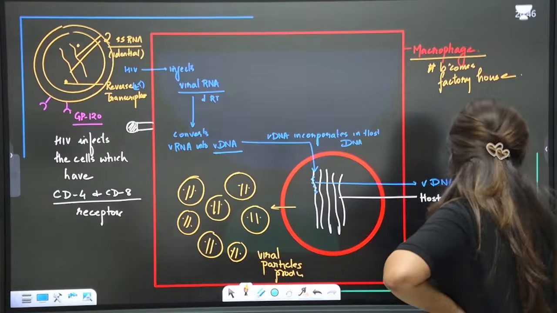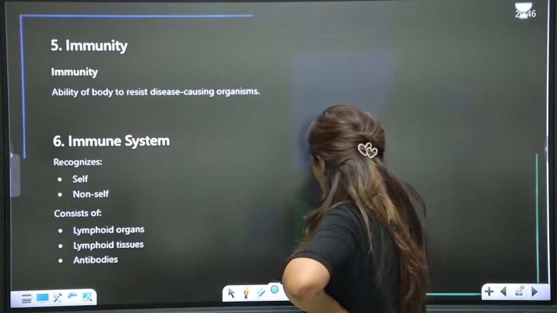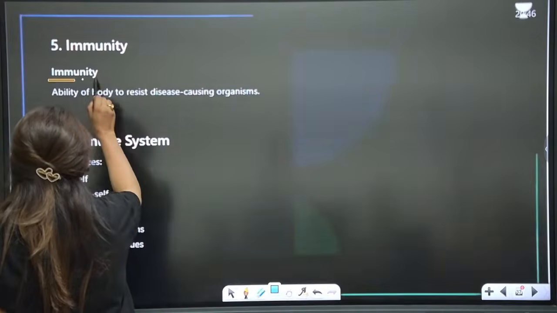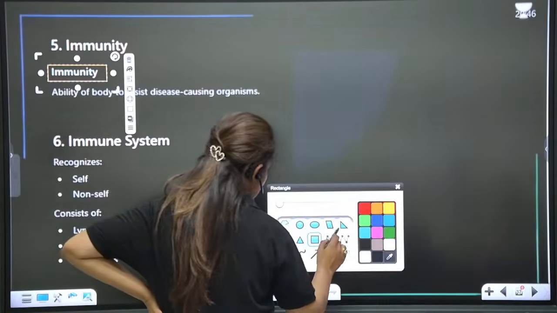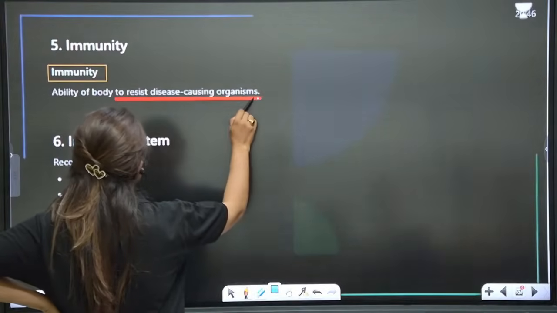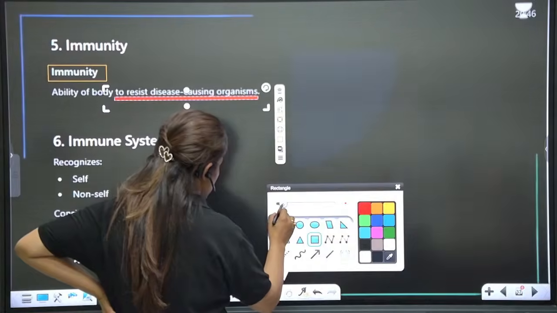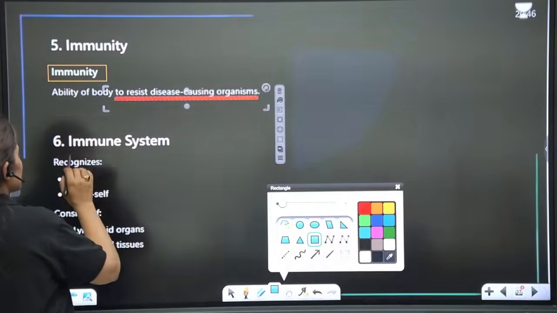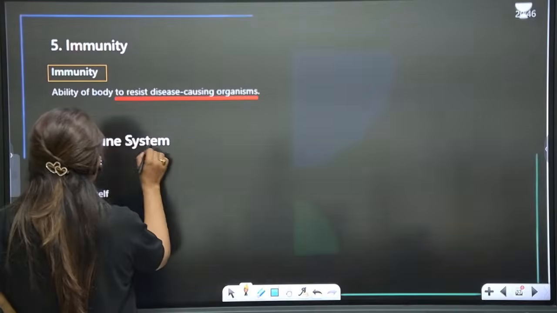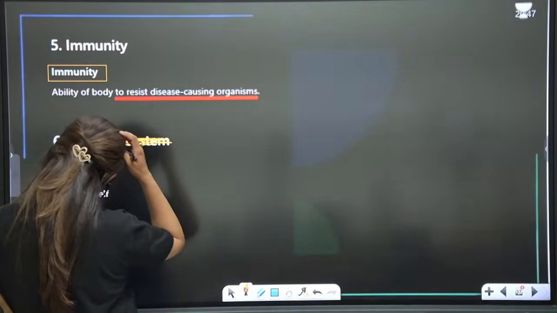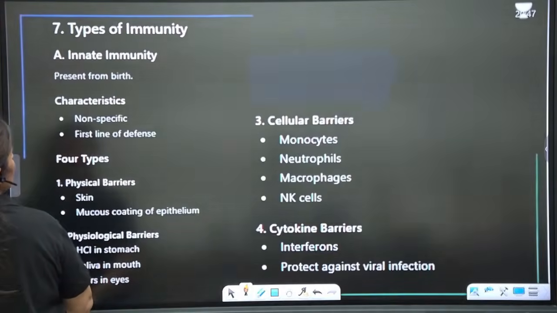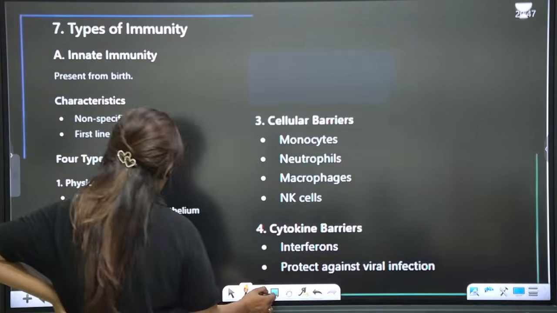All right, guys. Now moving on to the next, let's talk about immunity. So immunity is the ability of the body to resist the disease-causing organisms. This is immunity, right? So for that, guys, we have different types of immunity. Immunity works at different levels. Yes, these are the types of immunity.